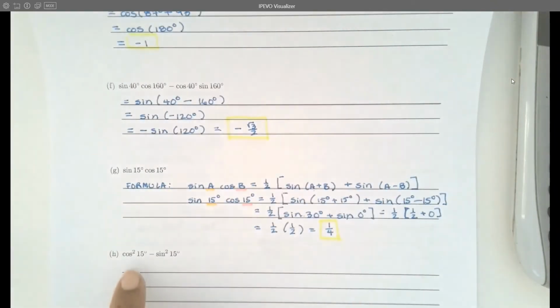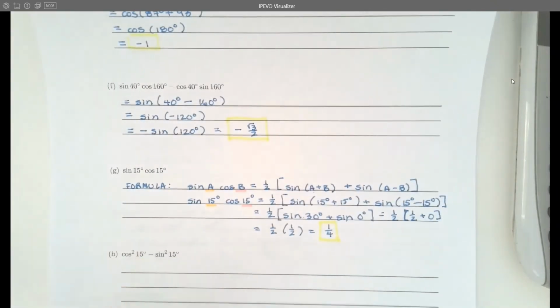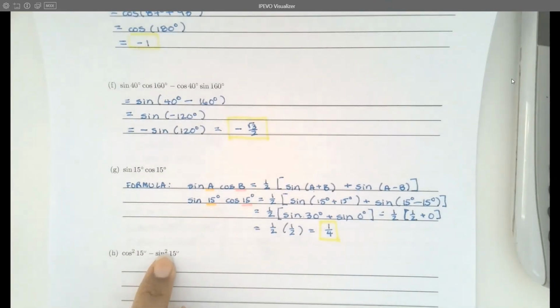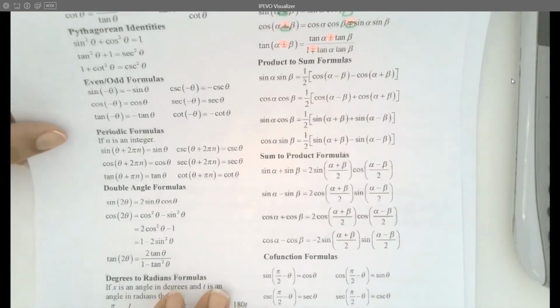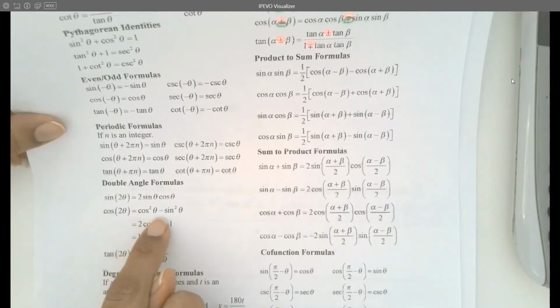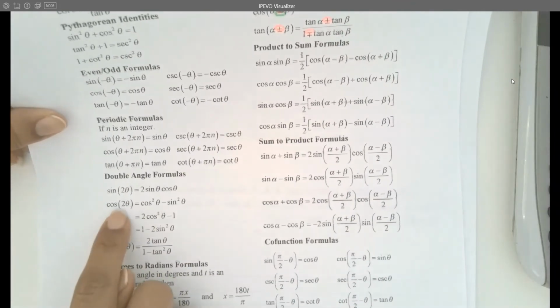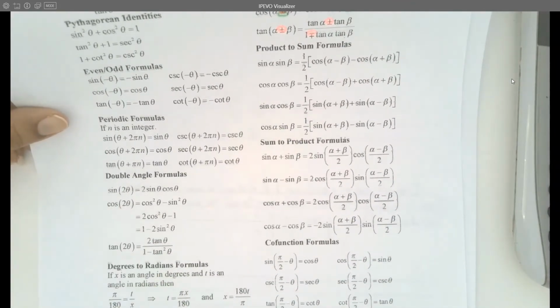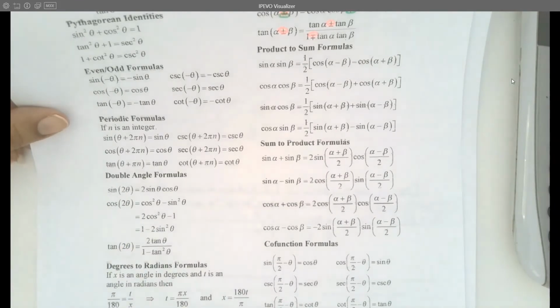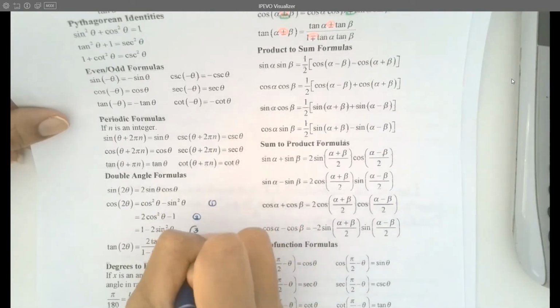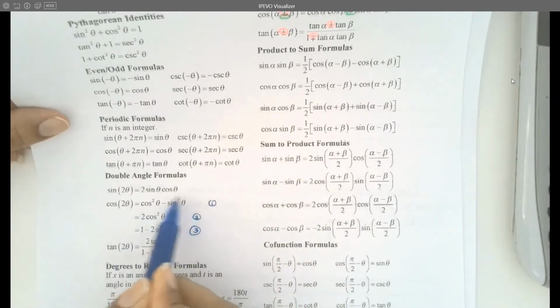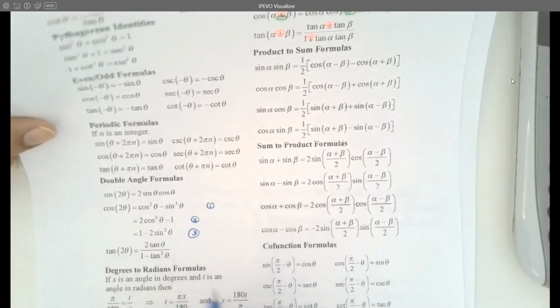The form that we have is cosine squared of one angle, 15, minus sine squared of the same angle, 15. And the one that best fits that form is this double angle formula for cosine. Okay. So cosine of 2 theta has 3 different applicable formulas. This is the first one, here's the second, and here's the third. But the one that we're going to focus on is the cosine squared minus sine squared.